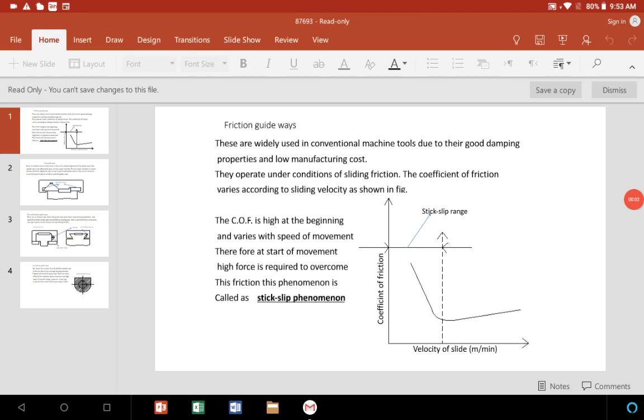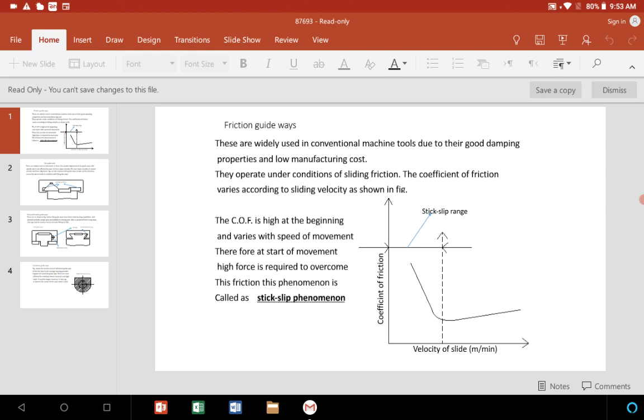Yes, students, in the previous slide we have seen regarding guideways, the other functions, their application, and on what basis they are designed. Here, this slide shows one of the types of guideways, that is friction guideways.